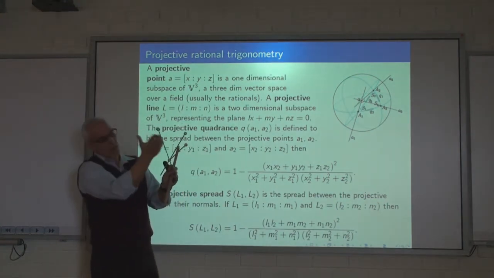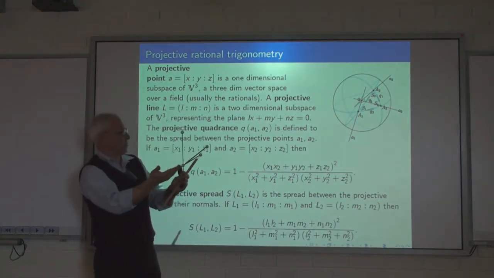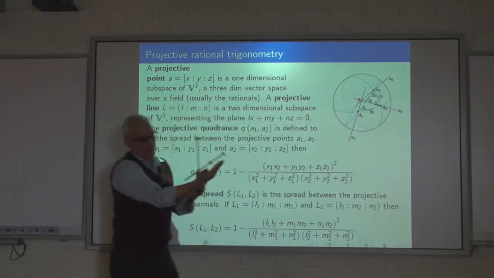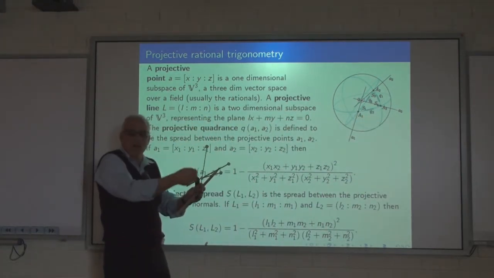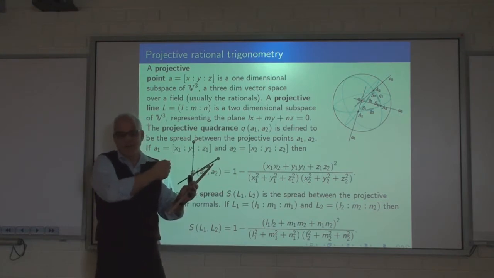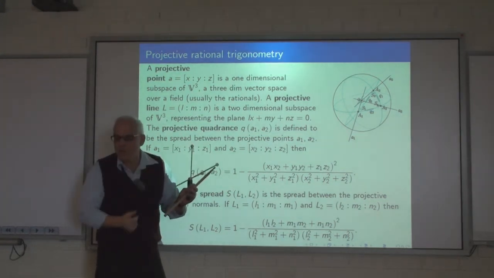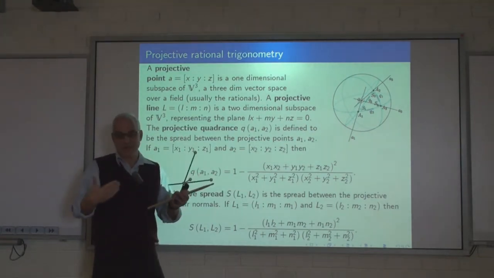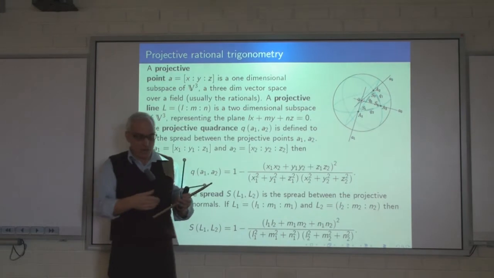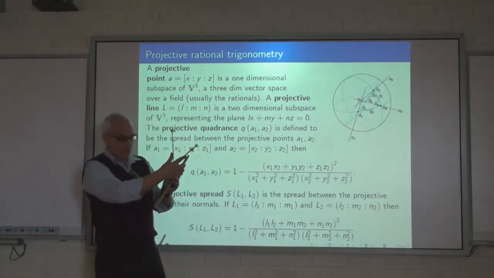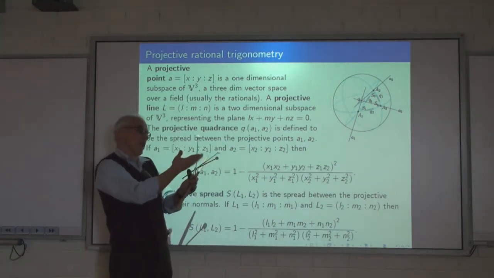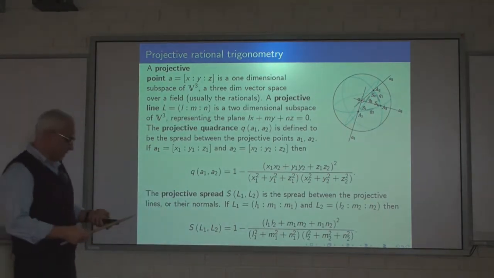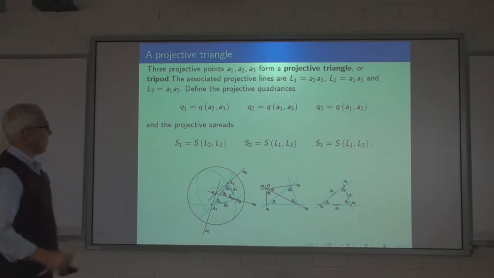On the other hand, if we take 2 planes, which are essentially the projective lines, these great circles, they're both determined by normal vectors. If we take the angle or the spread between the 2 normal vectors, we can associate that as the relationship between the 2 lines. So it all comes down to spreads. We're either taking the spread between 2 lines or the spread between 2 planes to determine the 2 fundamental concepts in projective rational trigonometry.